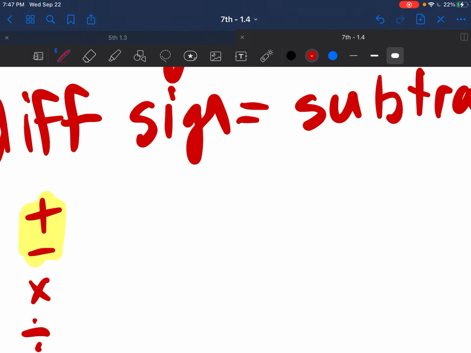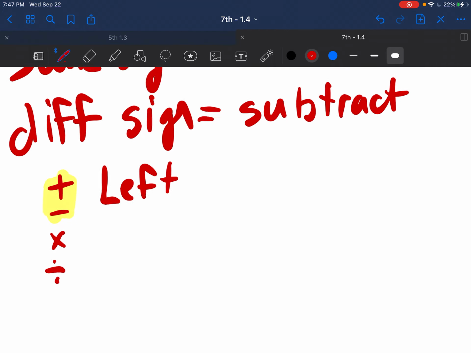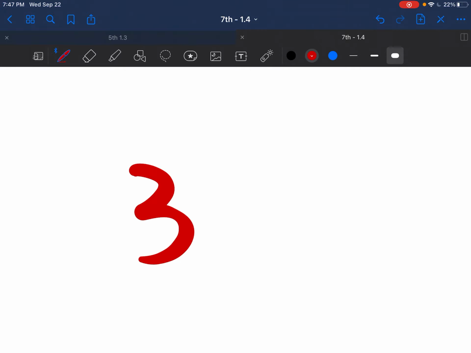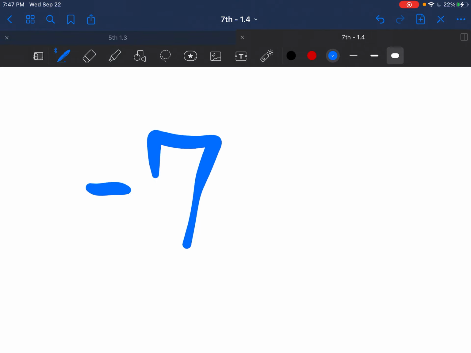Those signs are to the left of a number. Whatever's to the left of it is how you know if it's going to be positive or negative. For example, if I just wrote down the number 3, what's to the left of this? Is there a sign? There's no sign, so this is automatically a positive 3. But what if I wrote something like this? What is to the left of this number? To the left of it is a negative, so this actually makes this negative 7. So to the left of this is that operation.